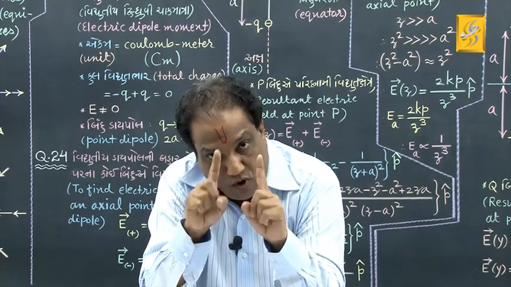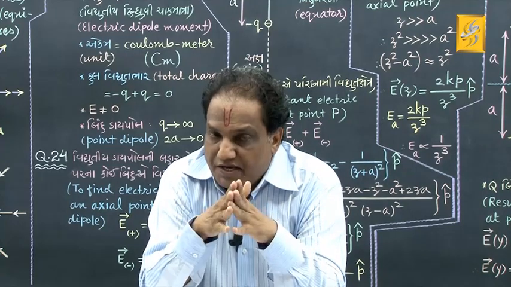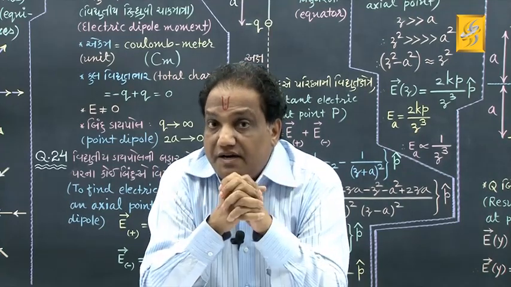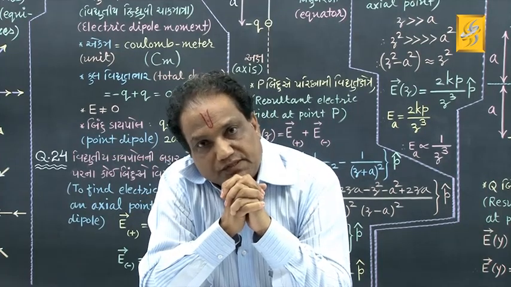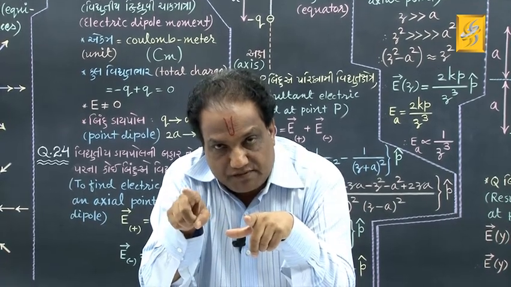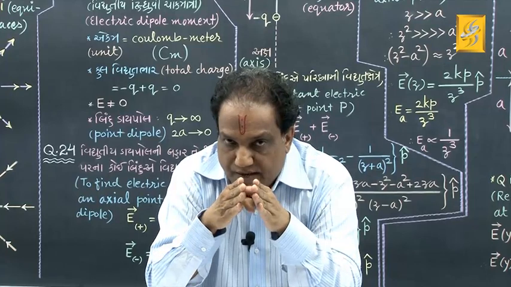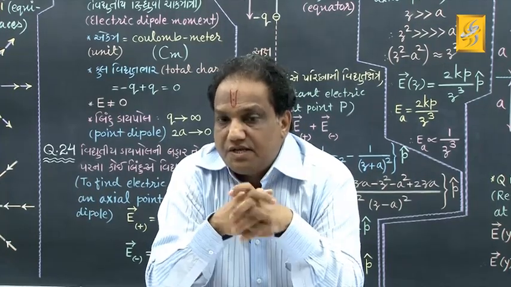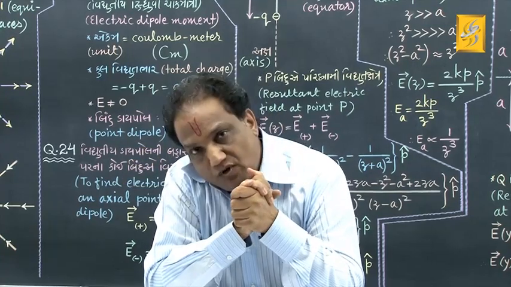Such an electric charge system is called an electric dipole. A system of 2 point charges with equal magnitudes but opposite polarity separated by some finite distance is called an electric dipole. Got it? Fine.